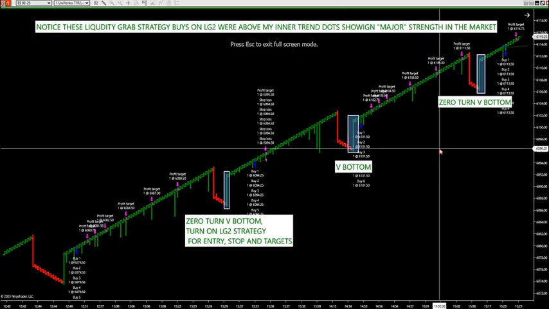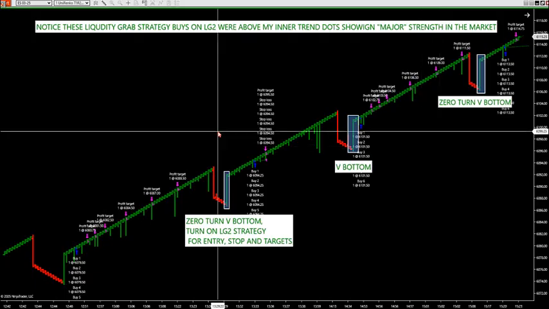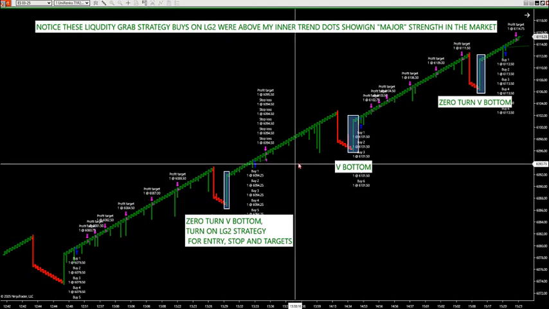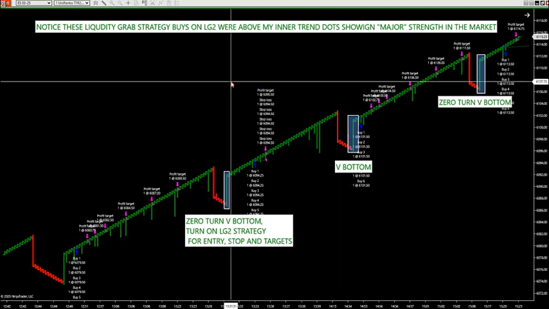We had 3 beautiful V-bottom setups, and the algorithm picked it up, and the software, the automated entry management system, picked it up for you. Now, these are very good entries because they're set up on our V-bottoms with the dual trend filter. And that's how you want to do it. There's 2 ways to trade the system.